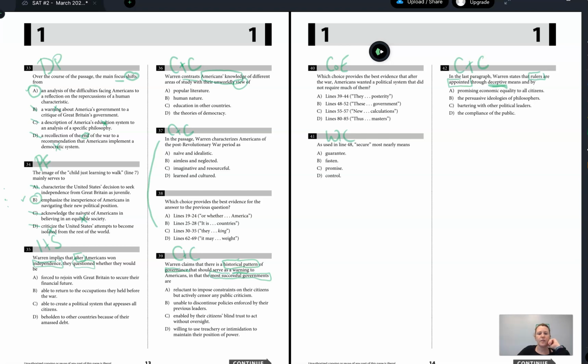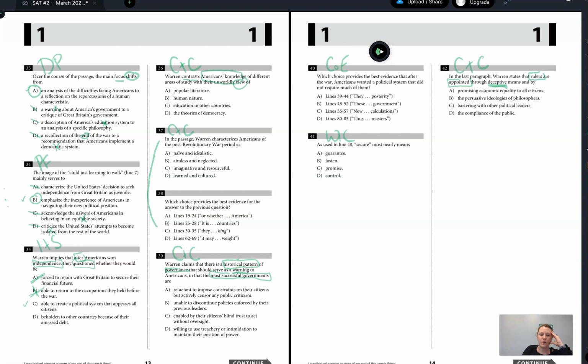Okay, so it's a lot of uncertainty. There's nothing that discusses us rejoining Britain. There's nothing that talks about the occupations that we held before the war. That's actually much later in the passage, so I think this is coming from the wrong place in the passage. Are they able to create a political system that appeases all? Maybe, because there was a lot of talk about uncertainty of what to do next, or even whether we need to do anything next. So we'll hold on to that one.